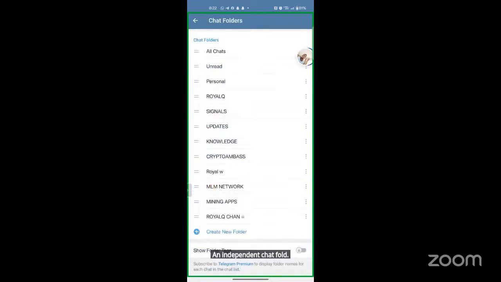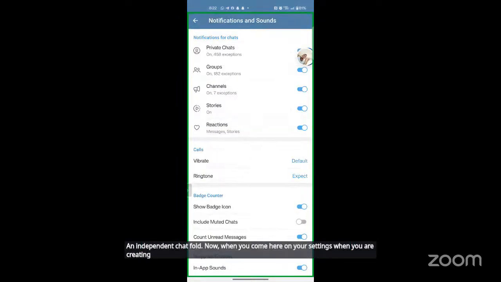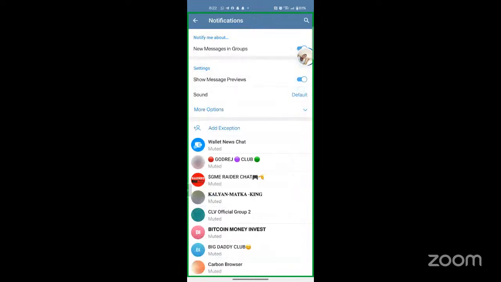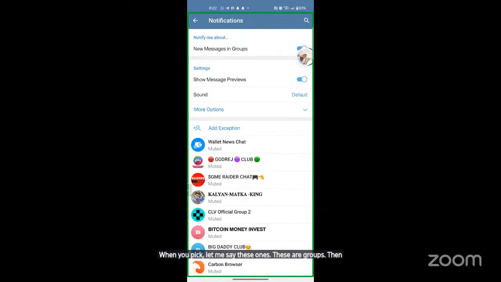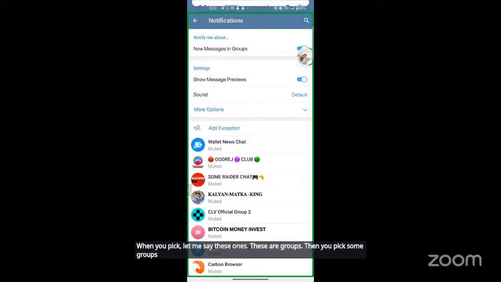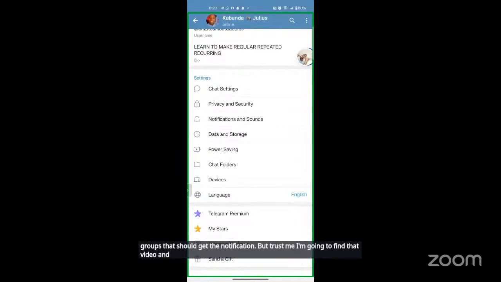Now, when you come here on your settings, when you are creating notification and sound, you can come here on groups. Then you pick, let me say, these ones. These are groups. Then you pick some groups that should get the notification. But trust me, I'm going to find that video and post it for you in the chat.